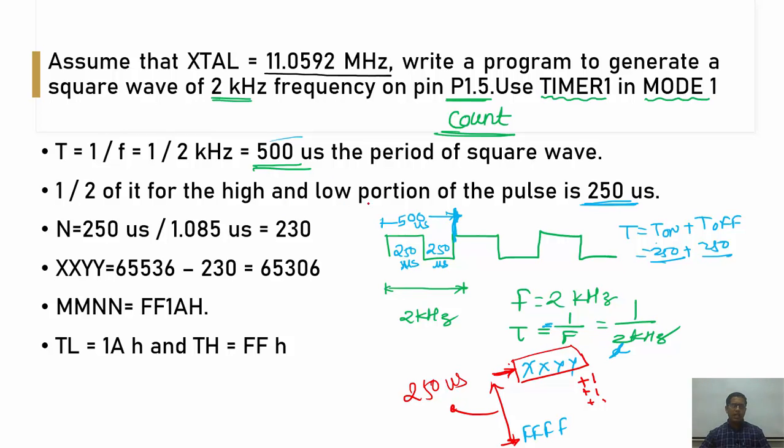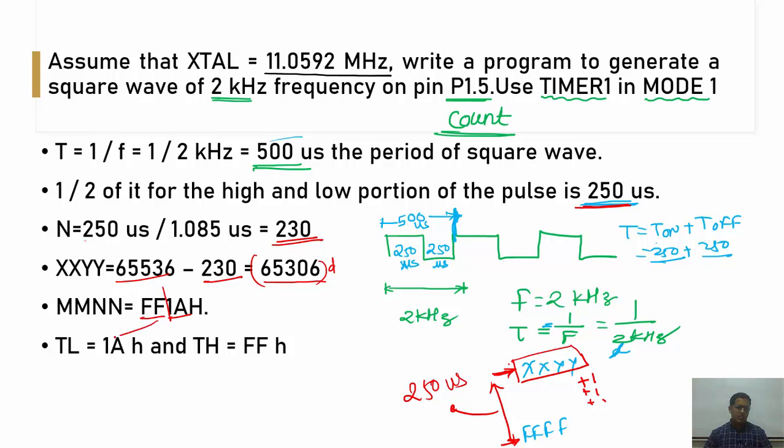And how are we going to proceed for that? Here the amount of delay is 250 microseconds. To calculate, the first step is to divide the given delay by 1.085 microsecond. So 250 microseconds divided by 1.085 microsecond, the output I am getting is 230. Next, whatever value of n I get, subtract it from 65536. So 65536 minus 230 gives 65306. Now convert this decimal value into hex. I am getting the result as FF1A.